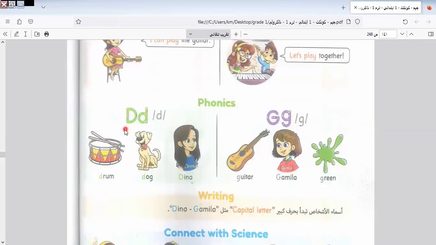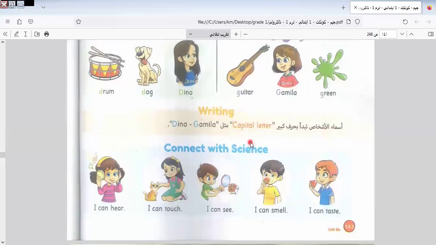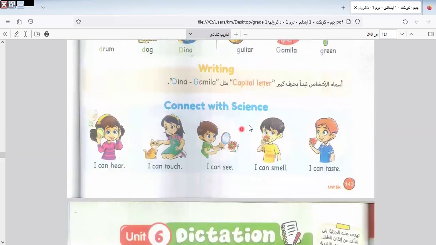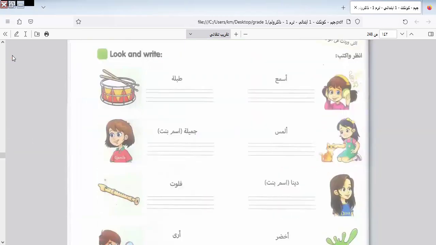We know here the phonics between capital D and small d, capital G and small g, and the words related to these letters. It will be drum, dog, Dina, related to capital D and small d. Capital G and small g, we have guitar, Jamila, and green. I would like to say something to note, grade 1, that the names must be written in a capital letter, like Dina and Jamila. Here we have the senses, as you know, connected with science. I can hear, I can touch, I can see, I can smell, I can taste.